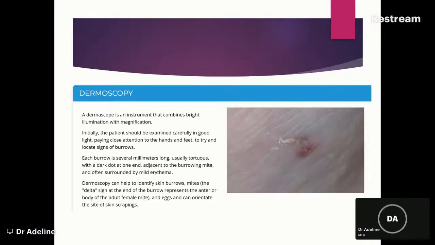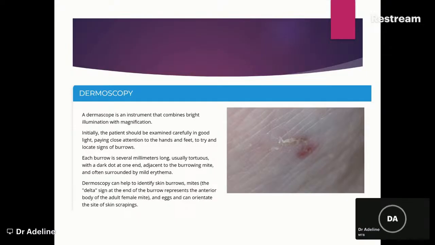We can use a dermoscope for further examination of the lesion. Each burrow is a few millimeters long and really tortuous, with a dark dot at one end adjacent to the burrowing mite, and often it is surrounded by a mild erythema.